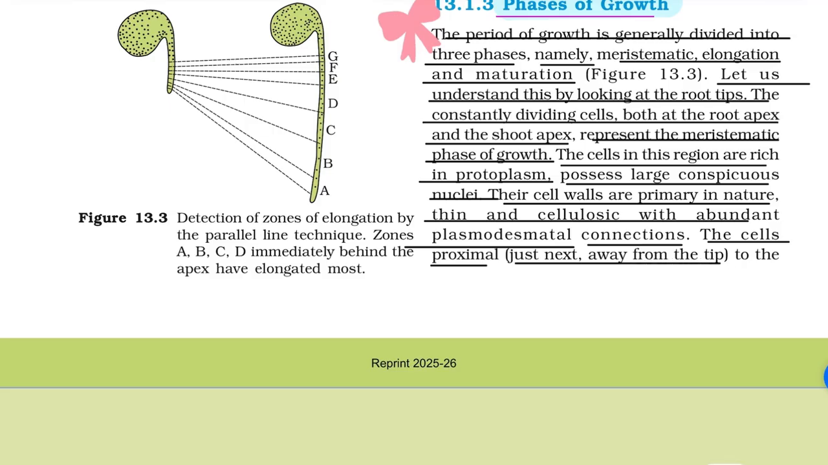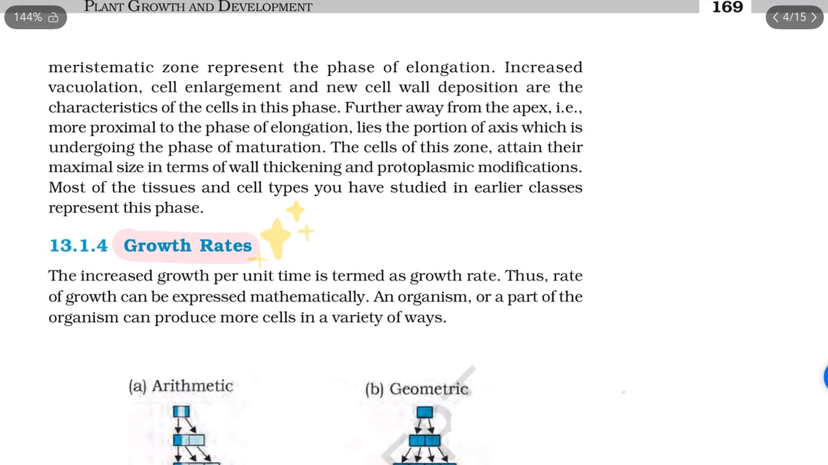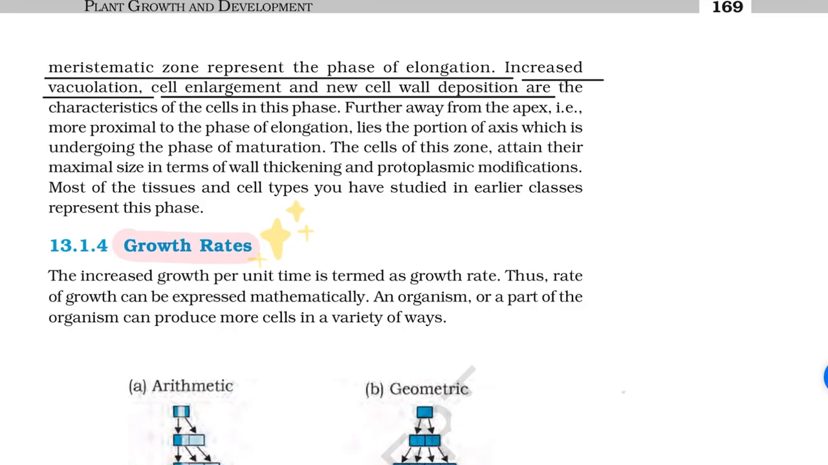The cells proximal to the meristematic zone, just next away from the tip, represent the phase of elongation. Increased vacuolation, cell enlargement, and new cell wall deposition are the characteristics of the cells in this zone.